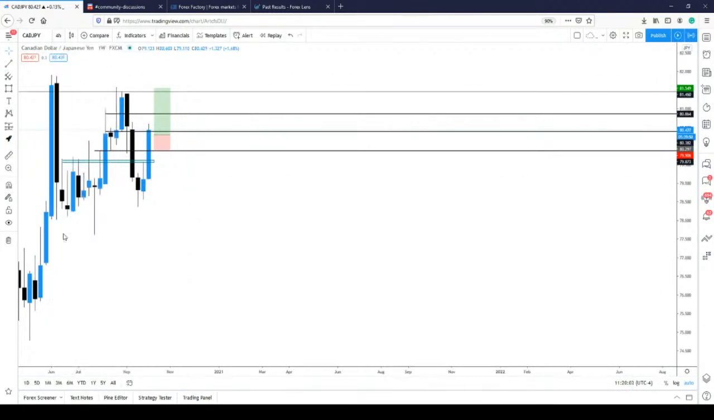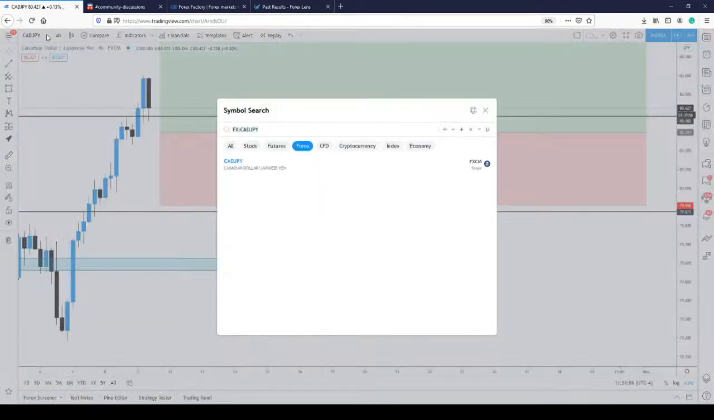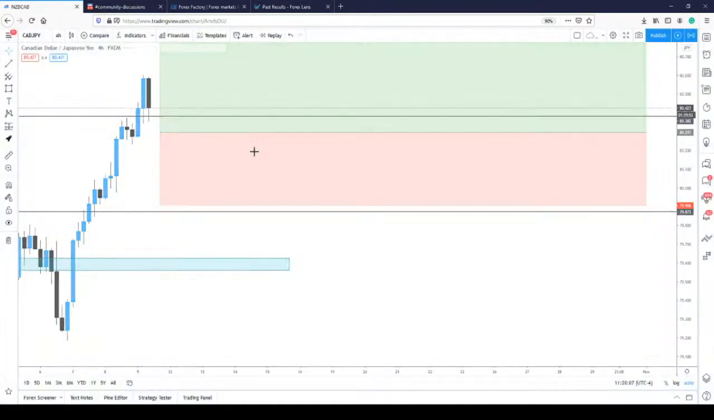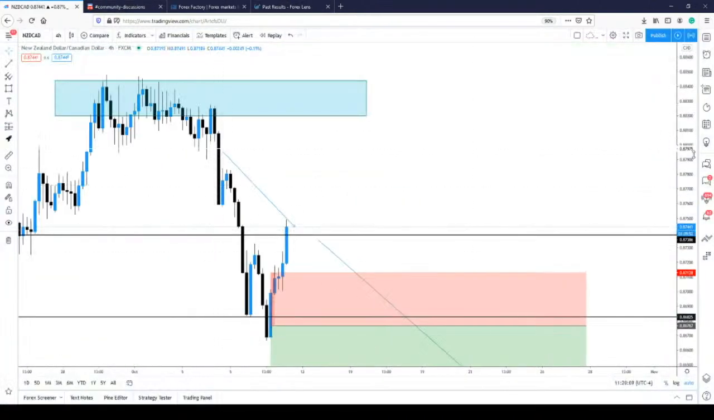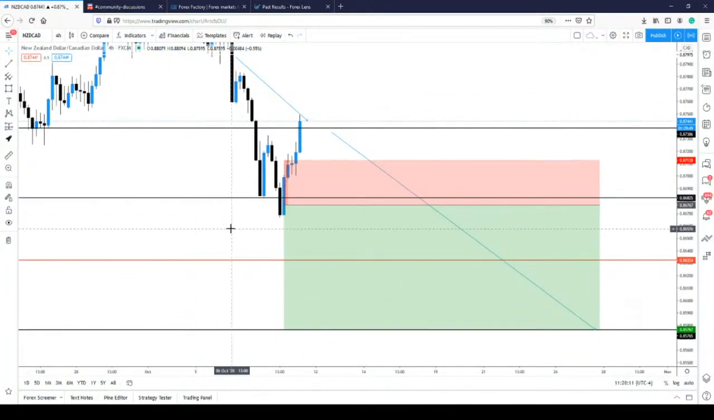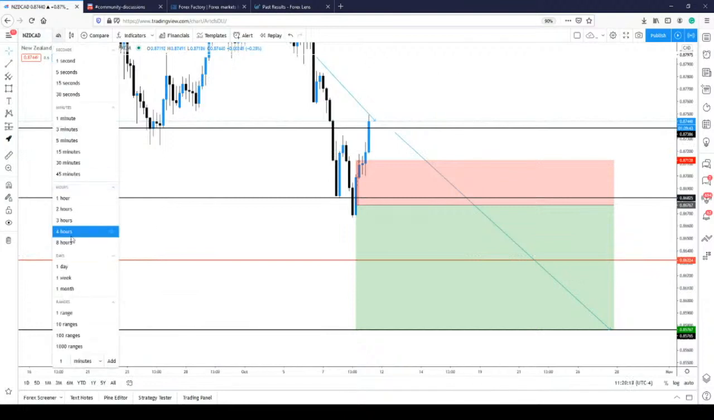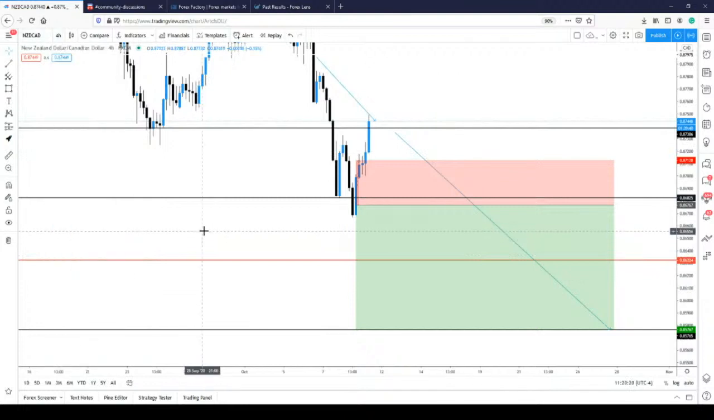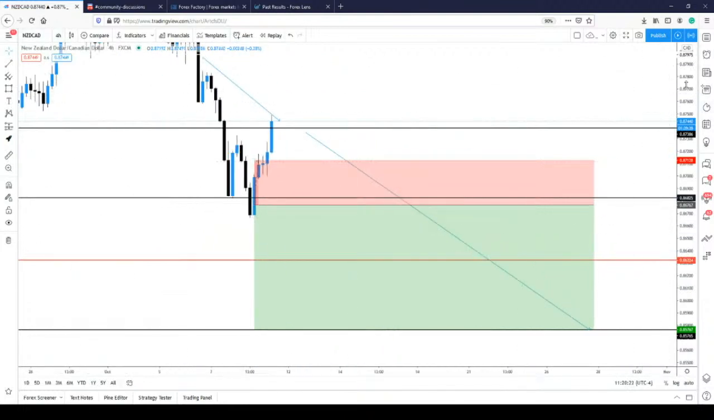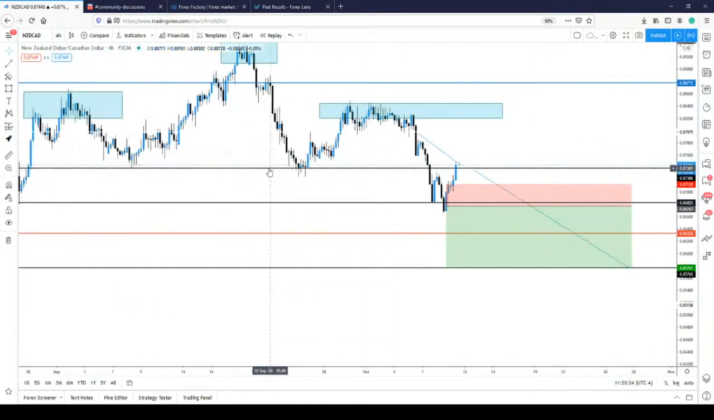Next we had NZD CAD, which was a trade that was also affected by the dollar index. So this was a trade that did hit our stop loss, but our stop loss was very tight. In this scenario, it was around a 40 pip stop, so it wasn't too big of a loss, but we learned a lot from our losses. And so this was the idea for NZD CAD.